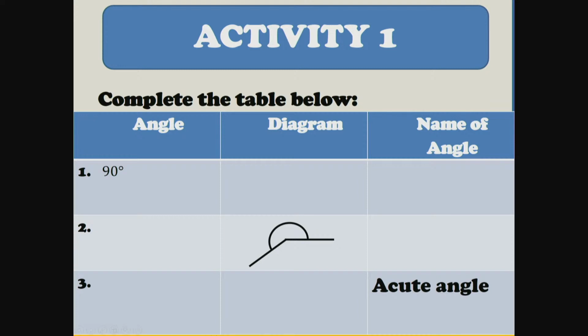Right, I think the 5 minutes has lapsed. Now we can have a look at the answers for this activity. We are given the angle 90 degrees, and we need to draw the diagram, and we need to also provide the name of the angle. Now let's reveal the answers.